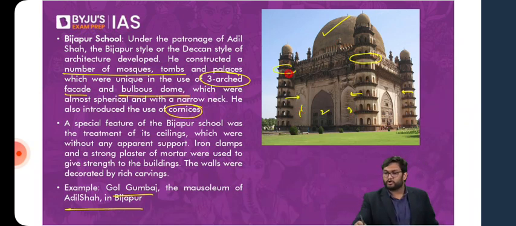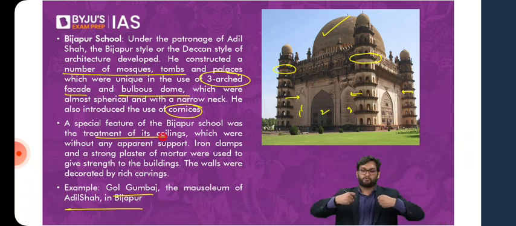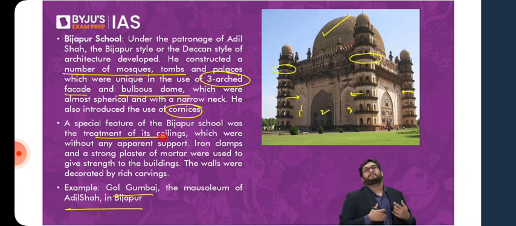A special feature is the very high ceilings. Iron clamps are used to hold the ceiling itself. The bigger dome needs a lot of weight management, and they richly carve their buildings in that regard. So in a way, the Gol Gumbaj is the regional schools coming together and culminating in this very beautiful design, which is the Bijapur School of Architecture.